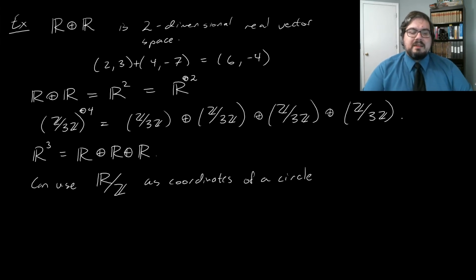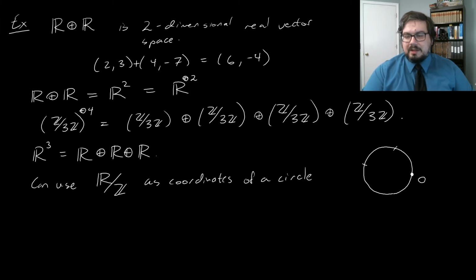In the group R mod Z, we've got all the real numbers, but we identify two numbers together if they differ by an integer. So in this group, 1/2 and 3/4 are different, but 1/2 and 3/2 are the same because they differ by exactly 1. And the way that we can use this as the coordinates of a circle is the following. We can take a circle, choose some arbitrary point on that, call that 0, and then start labeling points going around the circle.